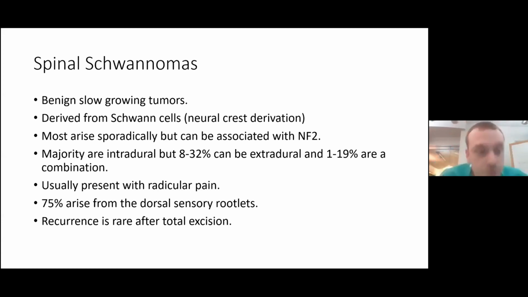Okay, so spinal schwannomas, they're benign slow-growing tumors. They're derived obviously from Schwann cells, especially from neural crest derivation. Mostly they arise sporadically, but they can be associated with NF2. The majority are intradural, about 8 to 32% can be extradural, and from 1 to almost 20% are a combination. They usually present with radicular pain, and 75% derive from the dorsal sensory rootlets, and the recurrence is very rare after complete resection.